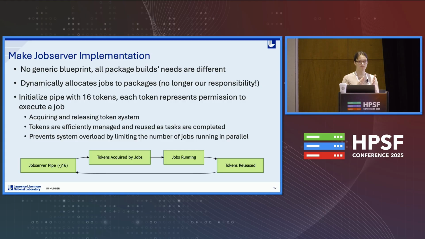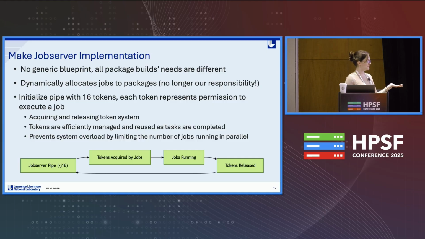So once the job is done with the work it needs to be done, it's immediately released back into the pipe with tokens, and that means that another job can be started with that slot. So this also prevents system overload by limiting the number of jobs running in parallel. It's always going to be a maximum of 16, and even if there's more work to be done, those jobs are just waiting to be deployed.